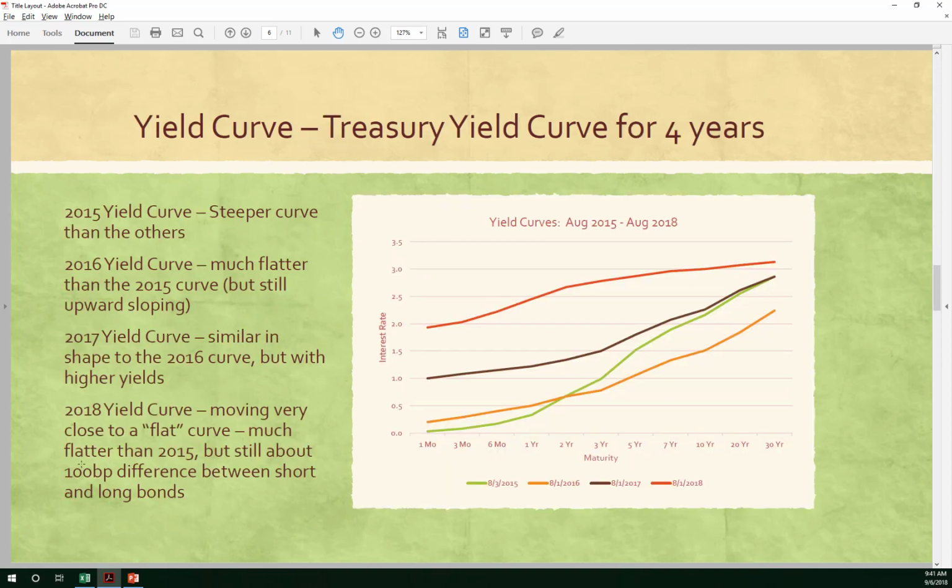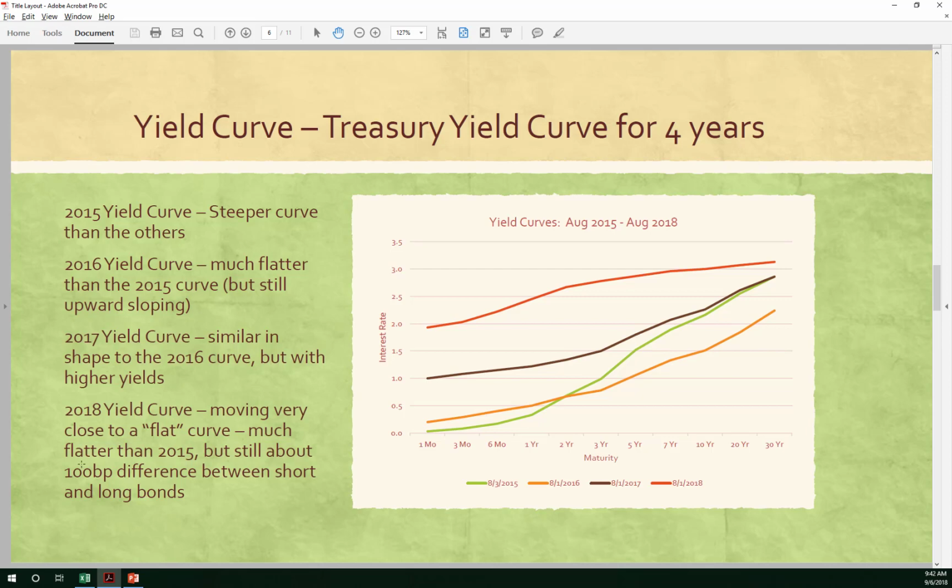Now these are treasuries over a variety of time periods. So for the past 4 years we've got different things going on. So in 2015, which is the light green yield curve here, we've got the steepest of the 4 yield curves. It starts at the lowest point and ends almost at the highest point, close to 3%. So that's the steepest one. It's steeper than any of the others in this particular picture.